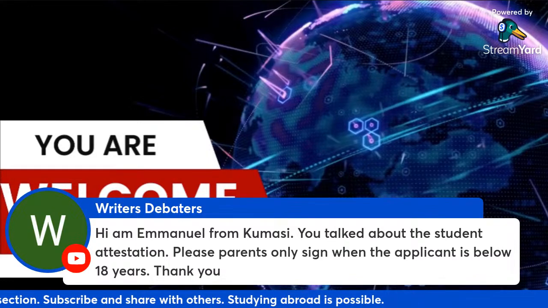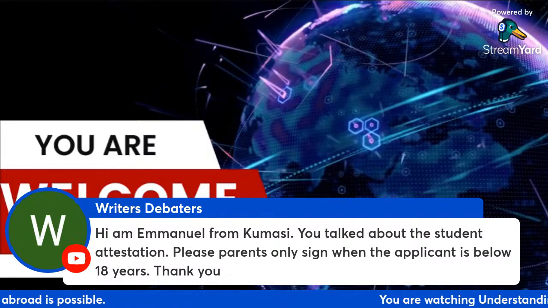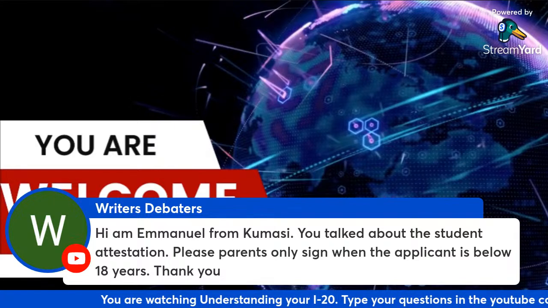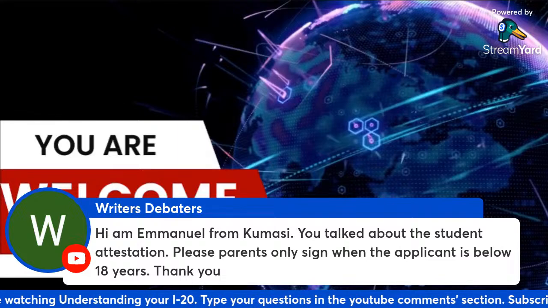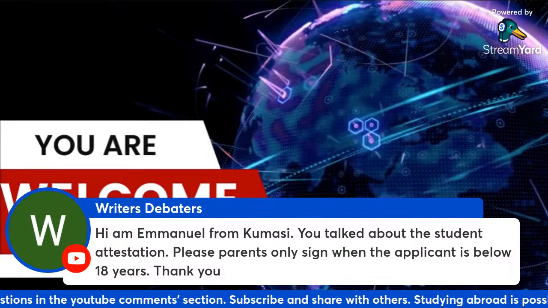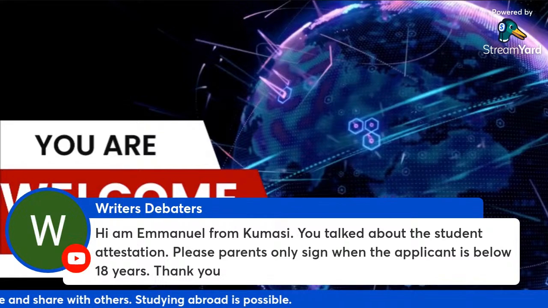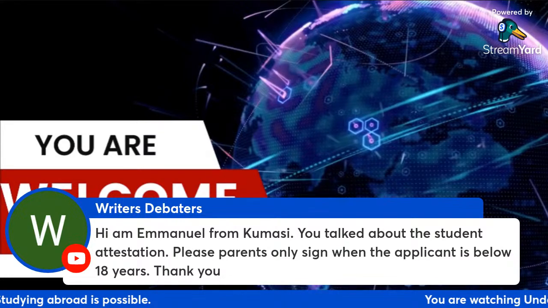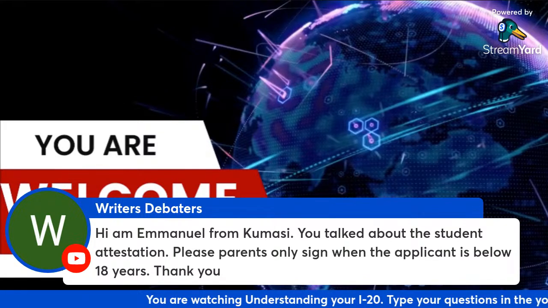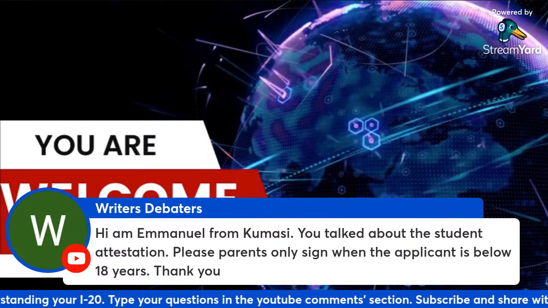So what I want to say is that if you are applying for your visa, on the I-20 there is a space provided for parents or guardians. Especially the person who is sponsoring you, the person who has given you the bank statement, that person must sign at that section. So you have to sign even if you are above 18, or above 21.